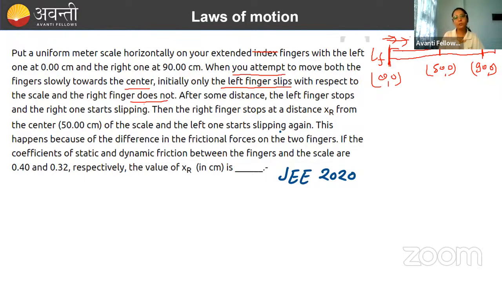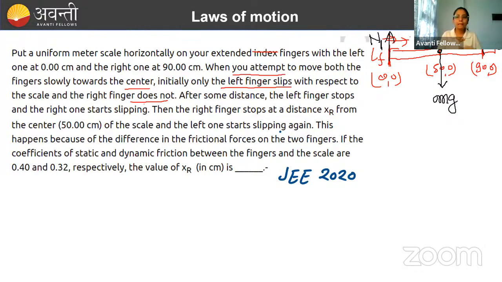Done. So if you are going to write the FBD of this setup at this instant of time, suppose this is a meter scale and you're holding it on your finger. So this finger will apply a normal force on the scale in upward direction, no doubt. So it will apply upward force. Now let's draw those forces. Suppose it is applying N1 normal force and the other finger will apply N2 normal force. Then the center of mass is here, the scale has some mass, and through this will act your gravitational force, that is mg.